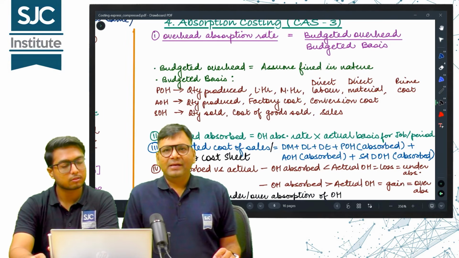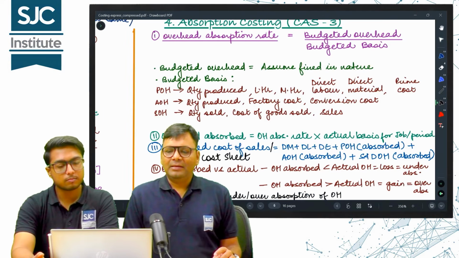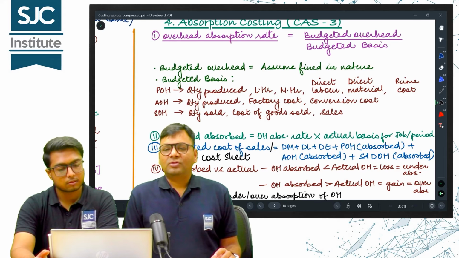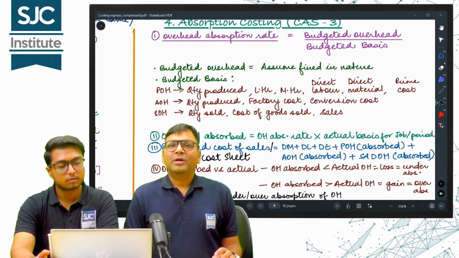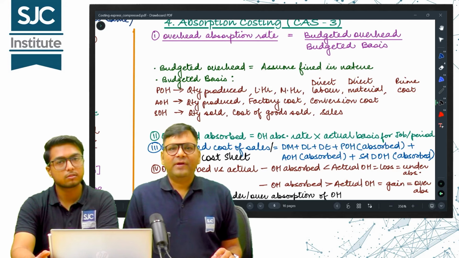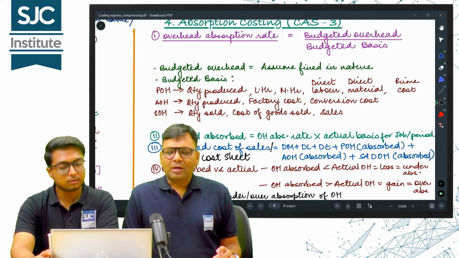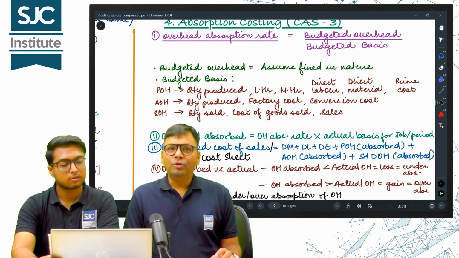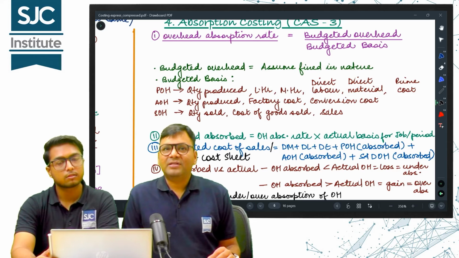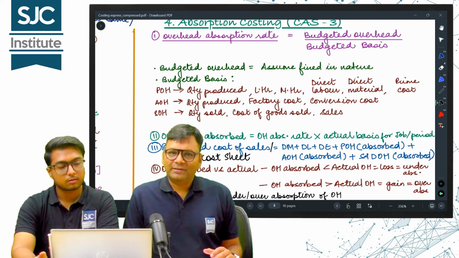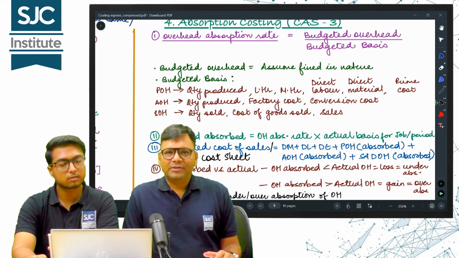For admin and selling overheads, the basis are admin overhead, quantity produced or factory cost or conversion cost. How do you calculate conversion cost? It is direct wages plus factory overhead. For selling overhead, it is either quantity sold or cost of goods sold or sales. How do you identify which capacity is ideal for the solutions? So either you have to read the question properly, something will be mentioned.